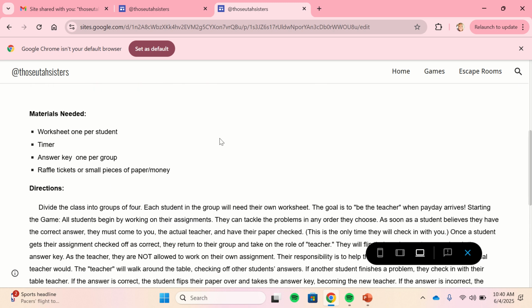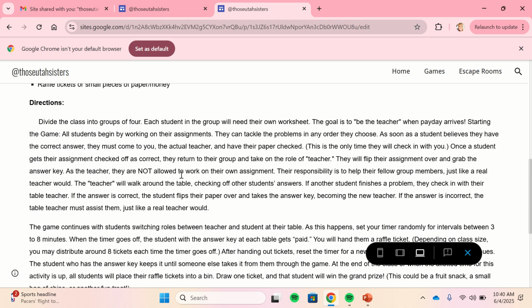So the materials you're going to need for this game are a worksheet per student, a timer, an answer key, one per group, and then raffle tickets or small pieces of paper or money or something, whatever works. All right, so go ahead and start by dividing your class into groups of 4.